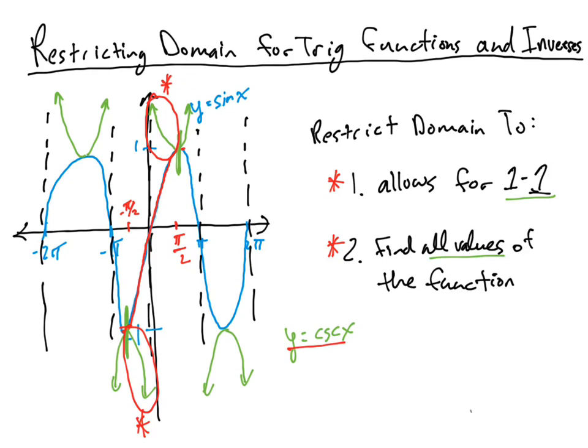I'm not going to go through the secant graph. It follows the exact same idea. The way the sine graph and the cosecant graph relate to each other is similar to the way that cosine and secant relate to one another. However, tangent and cotangent are slightly different, so let's investigate that.